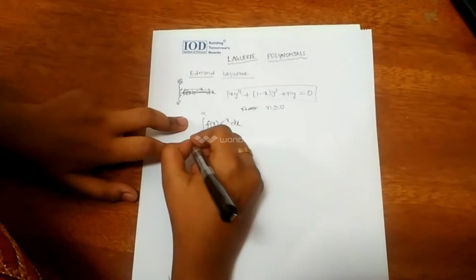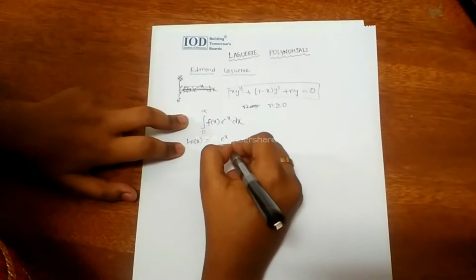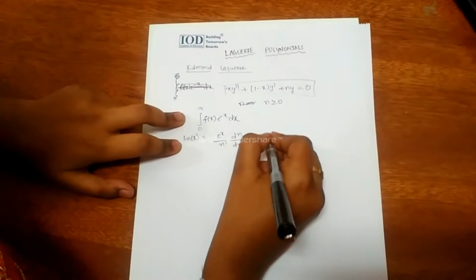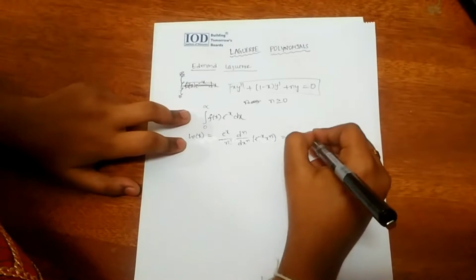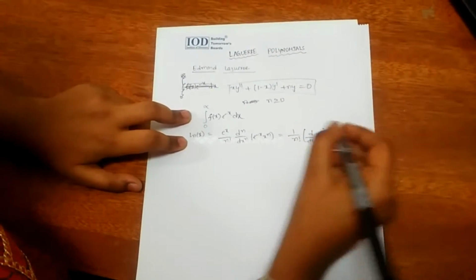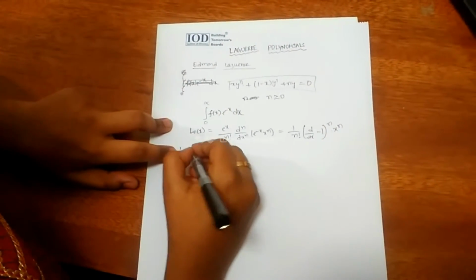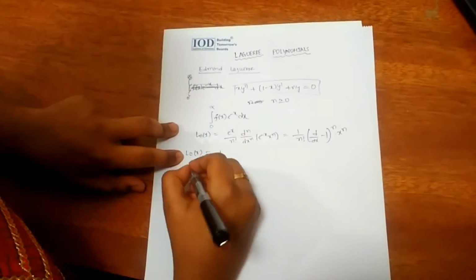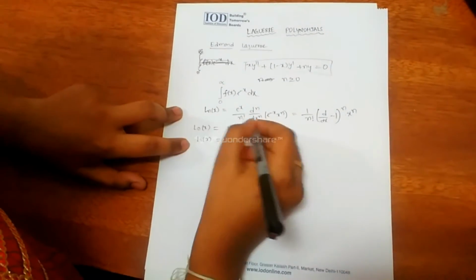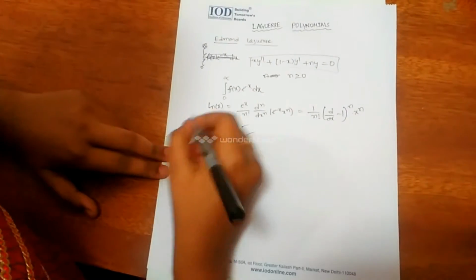Now Laguerre polynomials are represented by L n of x, which is given by the equation: e power x by n factorial into the nth derivative of e power minus x x power n, which can also be written as 1 by n factorial into (d by dx minus 1) whole power n into x power n. Some of the Laguerre polynomials are L0 of x is equal to 1, L1 of x is equal to 1 minus x.